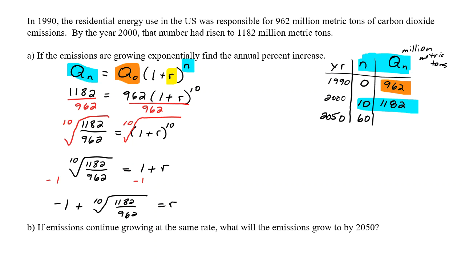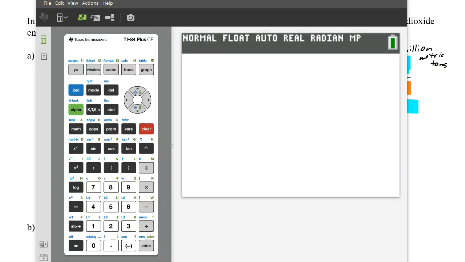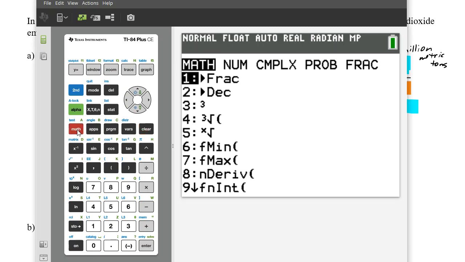So let's take a look at a calculator. On this calculator, if I want to do a 10th root, I have to put the 10 in first, and then hit math and then go down to option 5. For some of you who don't have a fancy calculator like this, you may see a button that looks like this. That's the button that you're going to need. And probably what you're going to have to do is Google your calculator and search for taking a root, and see how you do that on your calculator.